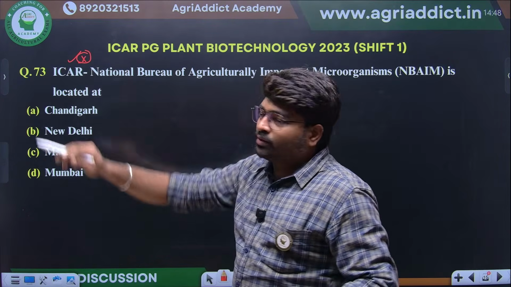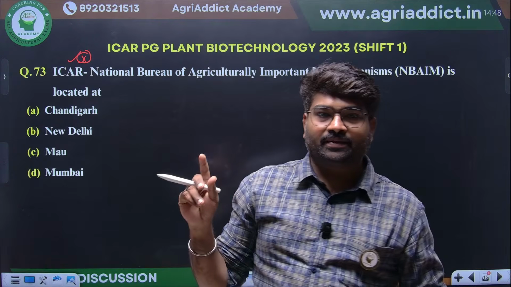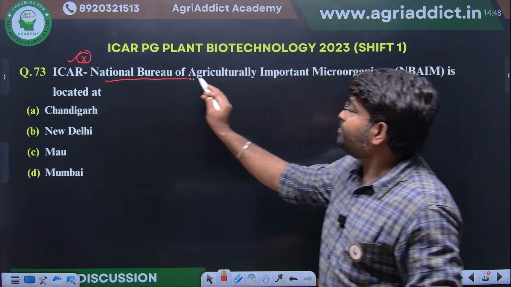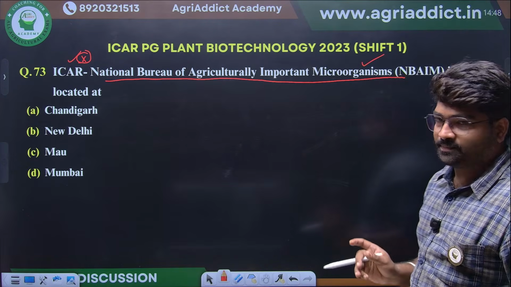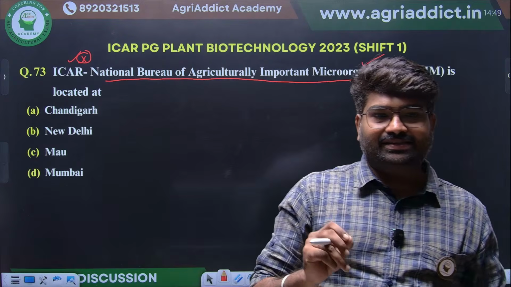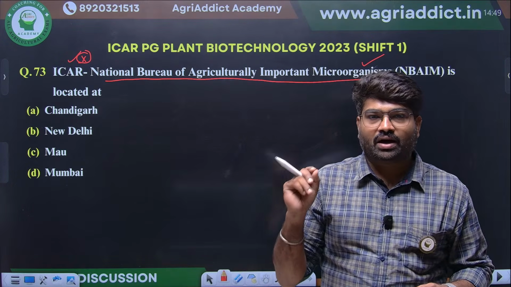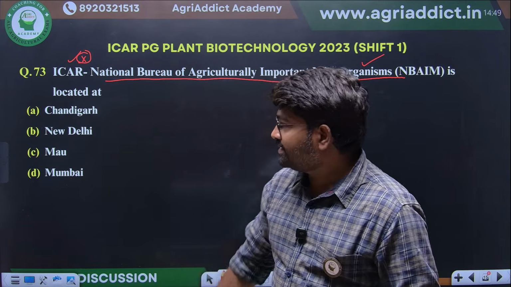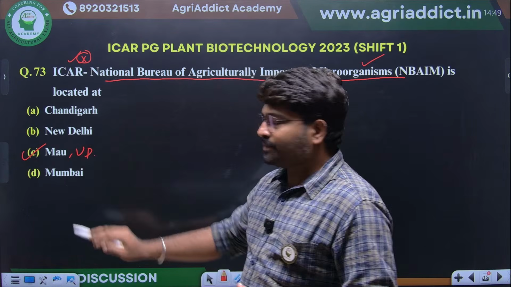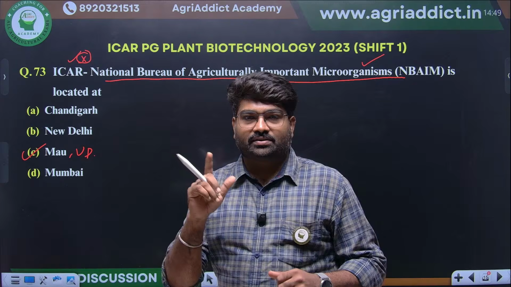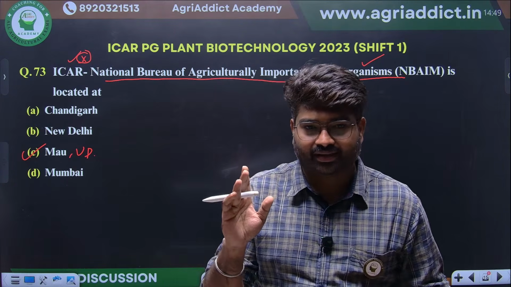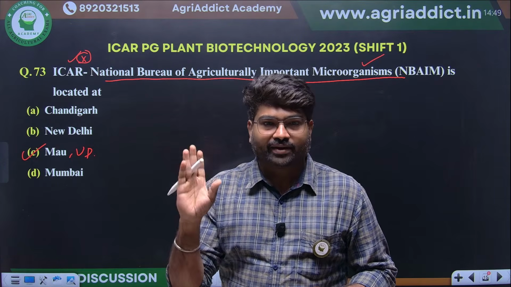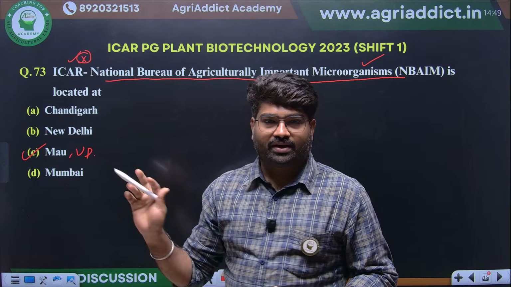Institutes. In 2023, they have asked two institutes. First, they asked where the National Institute for Plant Biotechnology is located. New Delhi. Second, they asked where the National Bureau of Agriculturally Important Microorganisms is located. Chandigarh, New Delhi, Mau, or Mumbai? Yes, excellent. Mau, UP. Okay, clear. There is a high possibility of having one question in general agri. So you have to read what the major institutes are and where they are located. That too is a very important point.